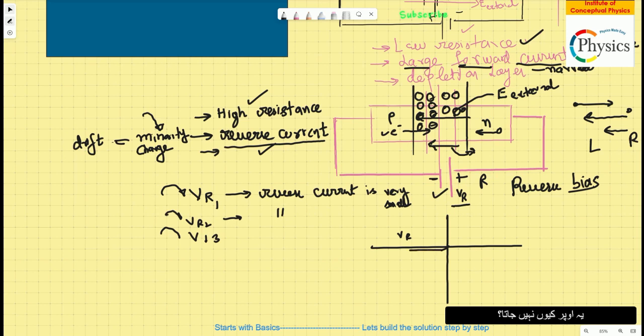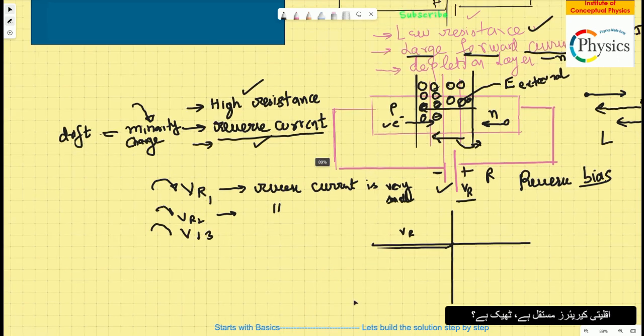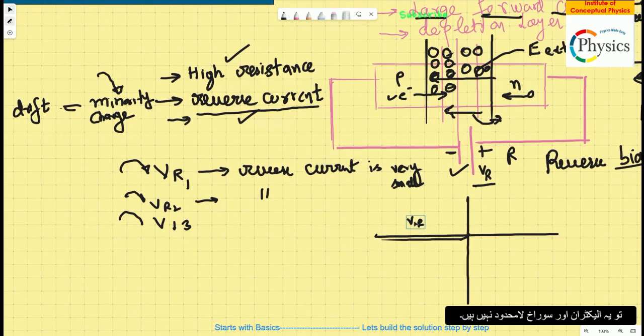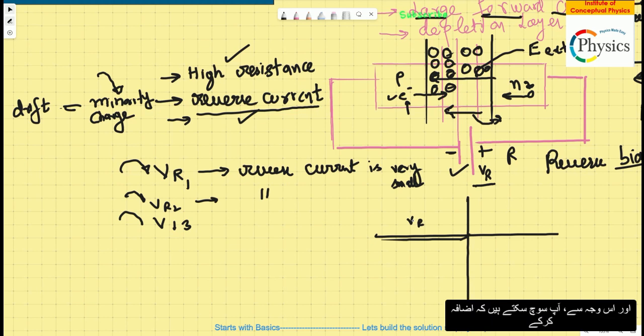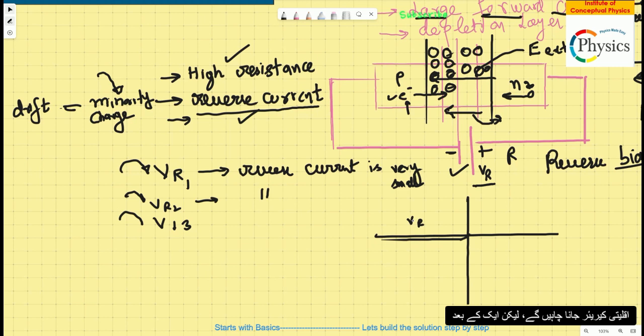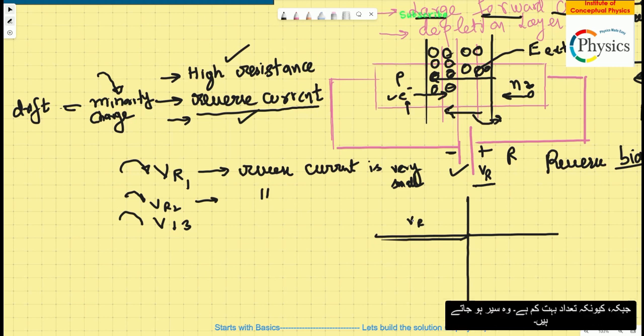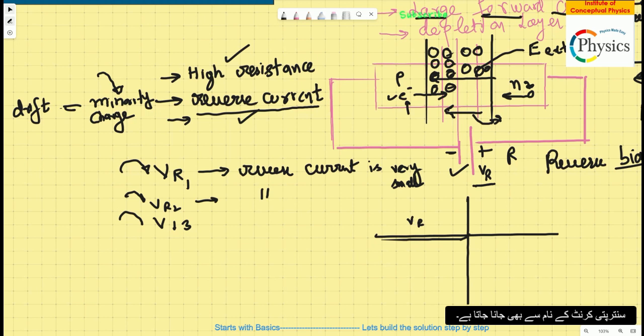Why doesn't it go up, right? It is almost stationary. It doesn't go up because the number of minority carriers is constant, right? These electrons and holes are not infinite. There is a limit to the number of minority carriers which exist in a PN junction. And therefore, you may think that by increasing the reverse bias, more minority carriers would like to go. But after a while, because the number is very small, they saturate. And therefore, this reverse current is also known as a saturation current.